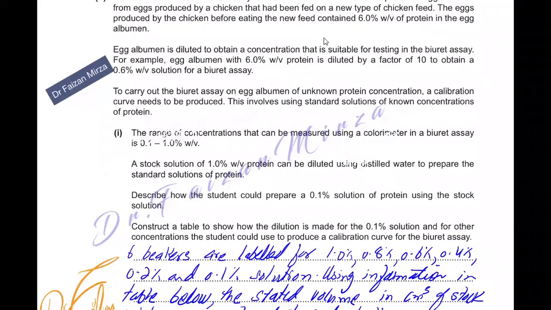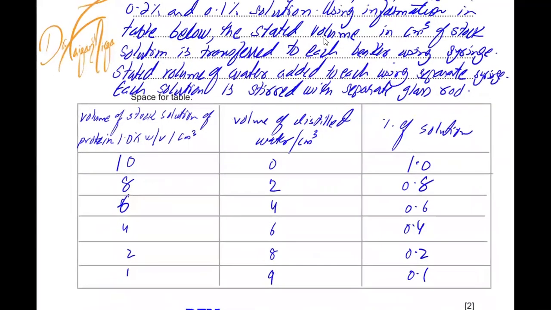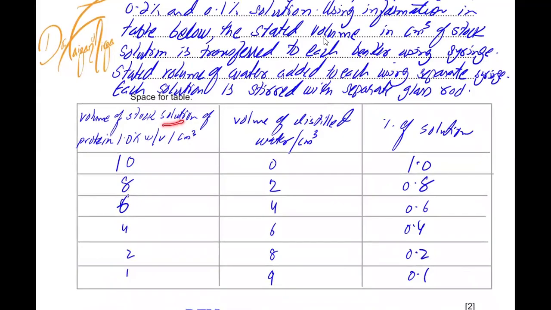A stock solution of 1.0 weight by volume of protein can be diluted using distilled water to prepare standard solutions of protein. Describe how the student could prepare 0.1% solution of protein using a stock solution. Construct a table to show how the calibration curve of the biuret can be produced. We have the volume of stock solution, protein 1.0 weight by volume, which is provided to us.